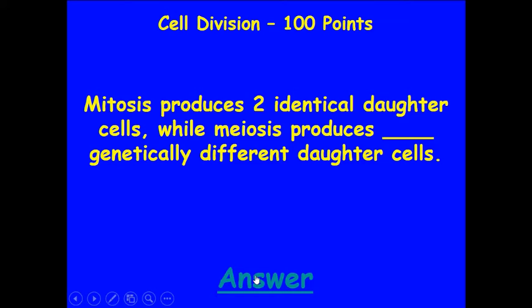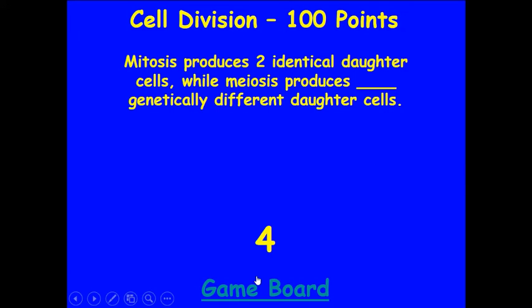All right, here we go. So mitosis, two identical daughter cells. Meiosis, because there are two divisions, doubles that number of daughter cells, so you get 4. And remember, they're genetically different daughter cells because you have the opportunity for crossing over to take place in prophase 1.